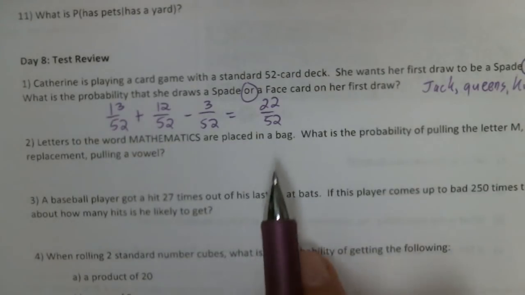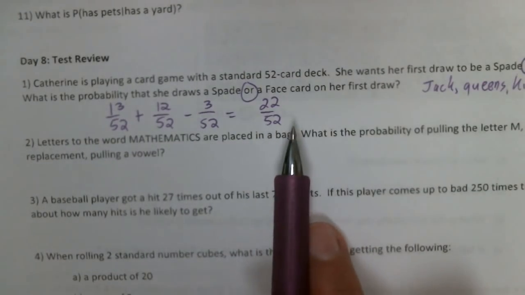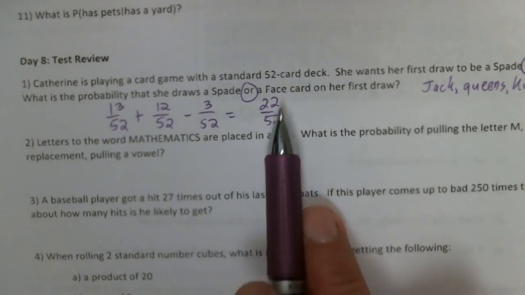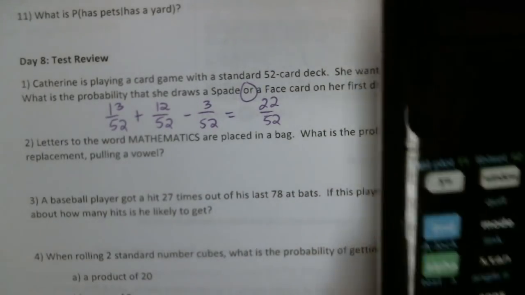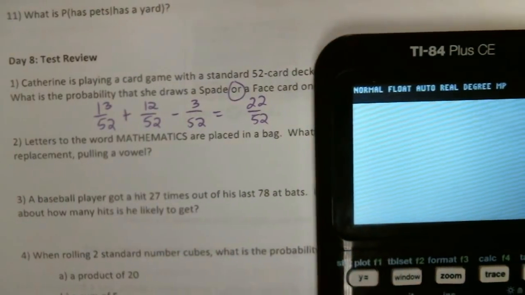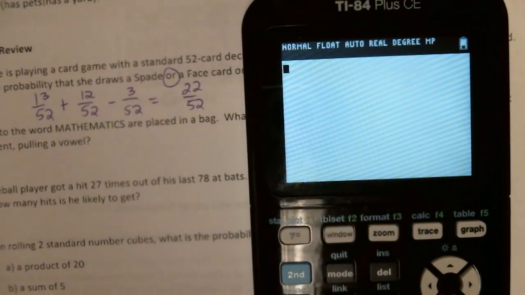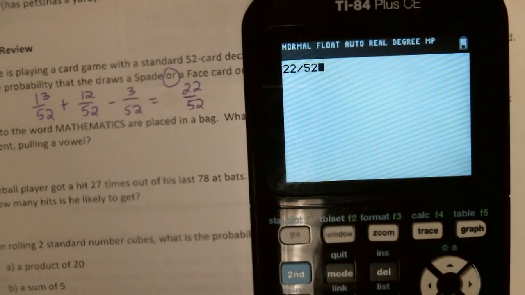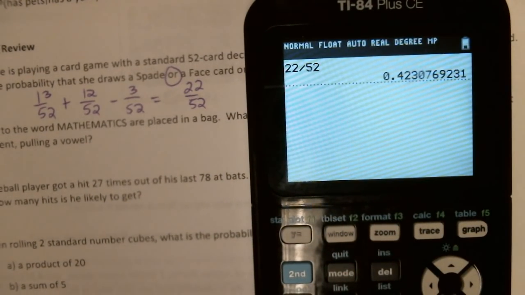So on the test tomorrow, if all the answers are in the form of a fraction and yours don't match, that may be a red flag. Hey, wait a minute, maybe I need to simplify this, okay? Let the calculator do the work. 22 divided by 52, get some decimal, okay? The multiple choice answers might be in this form, in decimals, and that's fine.